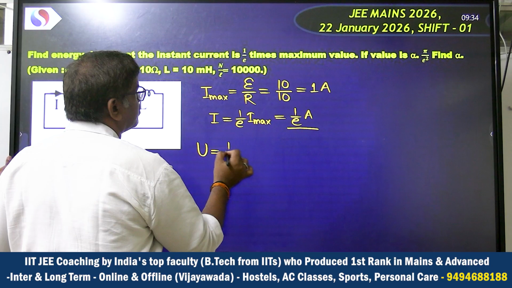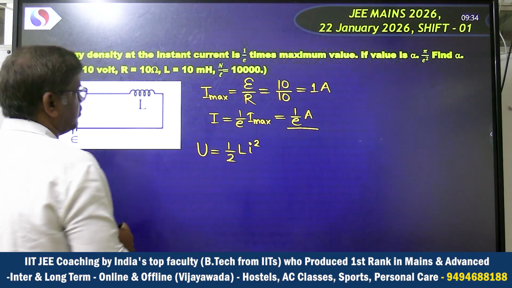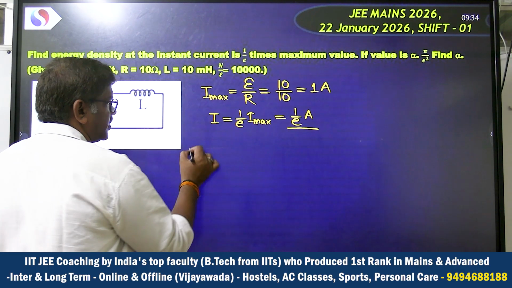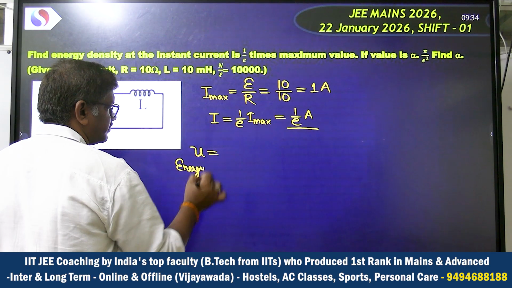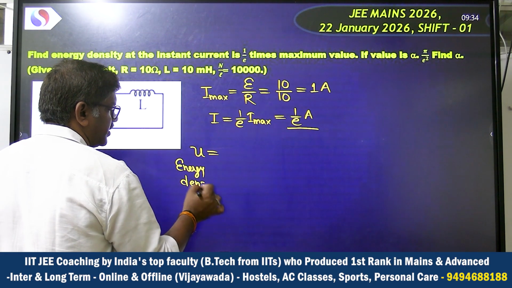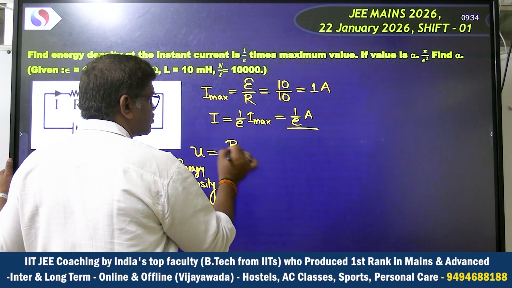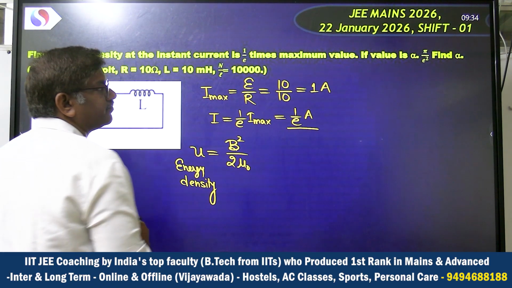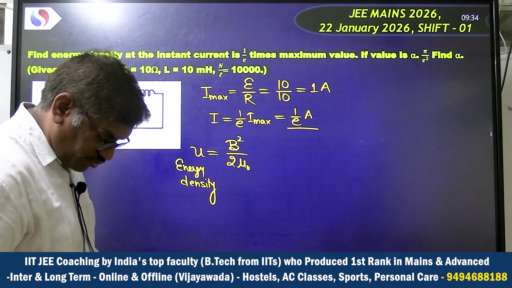U is equal to half. Oh, they are talking about energy density, not energy. Energy density U. So energy density is given by B square by 2 mu naught. Alright, B square by 2 mu naught.